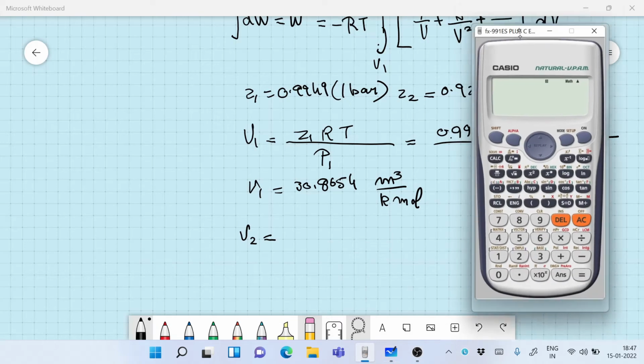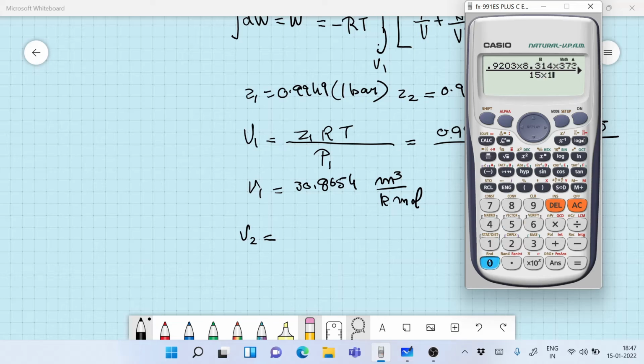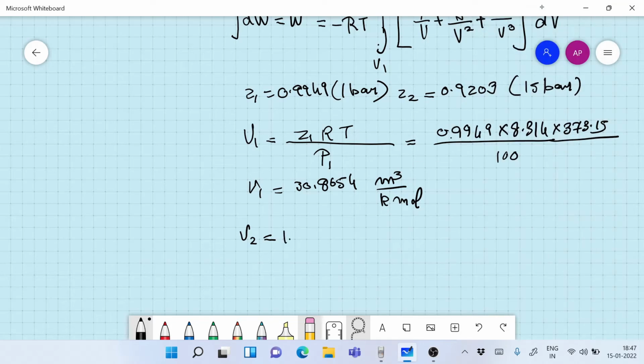is going to be equal to 0.9203 multiplied by 8.314 multiplied by 373.15 divided by 15 into 100. And that makes it 1.9034. That's 1.9034 meter cube per kilomole.